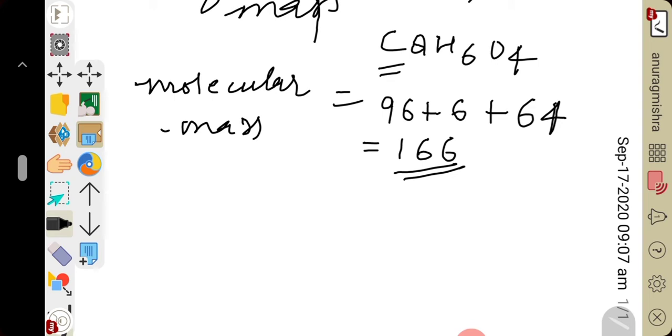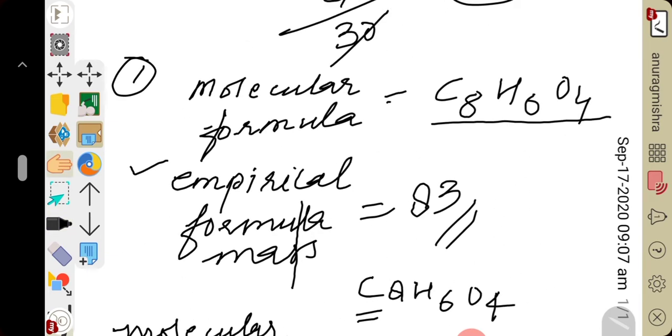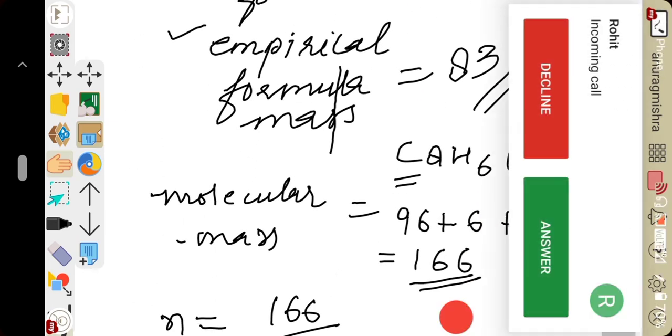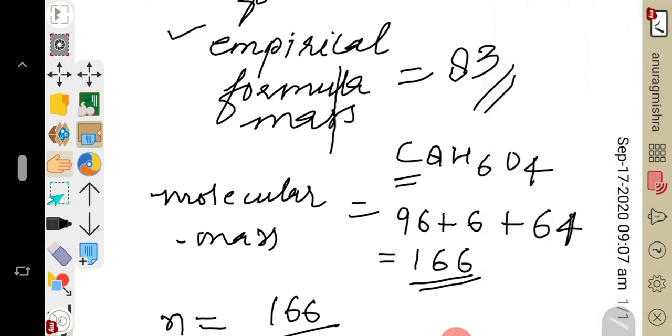You got the molecular formula mass. You have the empirical formula mass. Find out the number n. n is equal to molecular formula mass 166 divided by empirical formula mass. In the numerical it is already given, I have written it: empirical formula mass is 83. Clear?